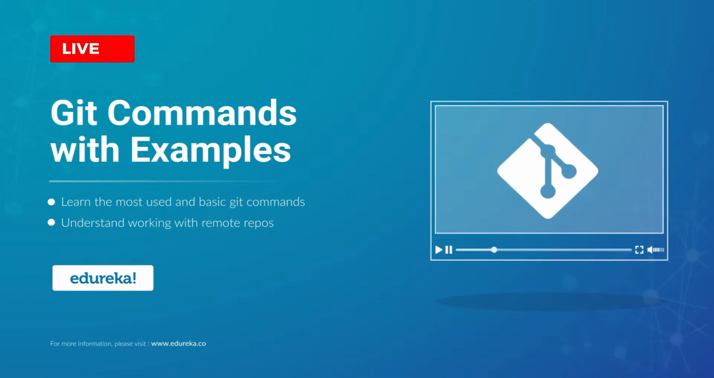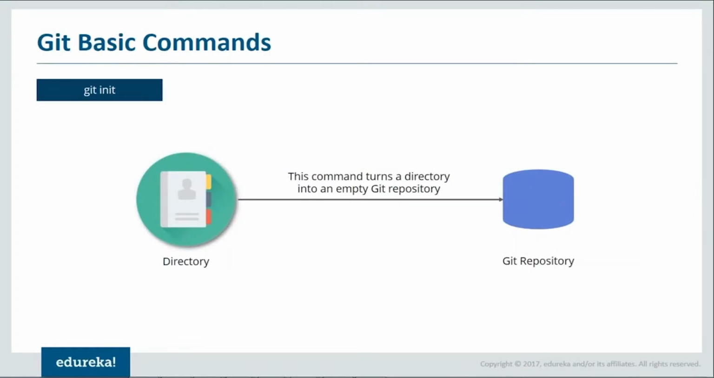Let's begin guys. So we'll start with the git init command. Now git init is basically to turn a directory into an empty Git repository. Now the first thing is that you need a local repository to work with.